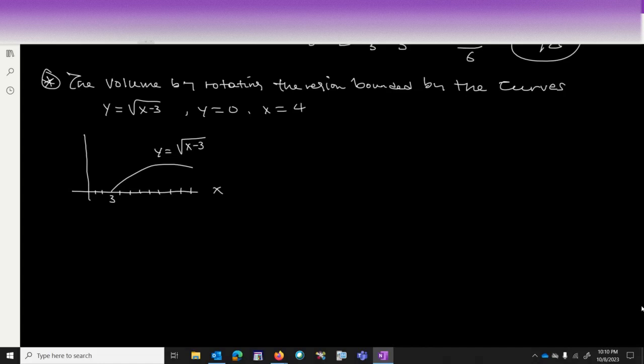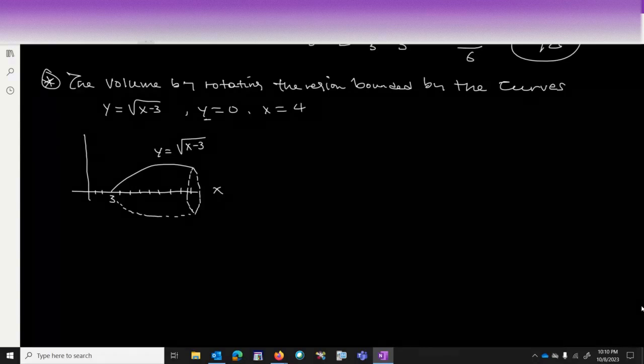Now the idea is when we rotate this y equals the square root of x minus 3, it will create a volume, something like this. Assume this is rotating like this. We are trying to find the volume bounded in the region by y equals 0, x equals 4. x equals 4 means just this one.